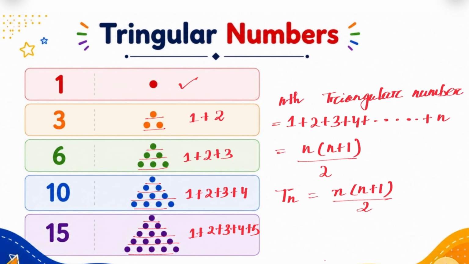Let us take an example. If we want to find out the 10th triangular number, here n is 10 and n plus 1 is 11. So 10 into 11 divided by 2. And if we solve this, we'll get 55. That's why the 10th triangular number is 55. Now can you find out the 100th triangular number? Solve it and let me know the answer in the comment section.